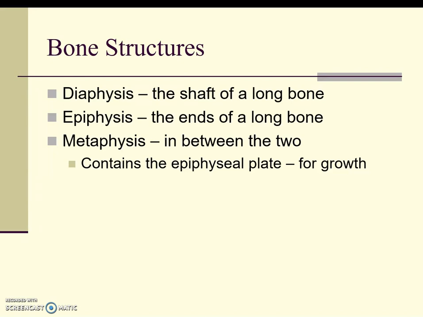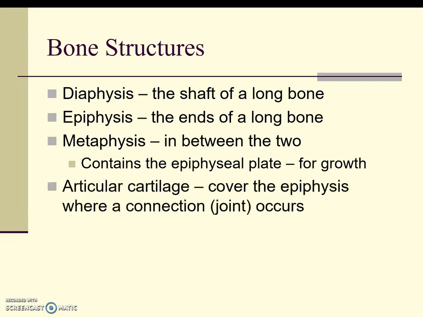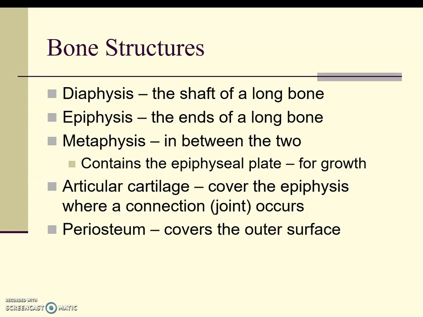We're going to spend some time either in this video or the next video talking about how bones grow. The articular cartilage covers the epiphysis where a connection occurs. We call those connections a joint, and we're going to talk about the joints of the skeleton in Chapter 8. And usually that articular cartilage is going to be made up of hyaline cartilage.